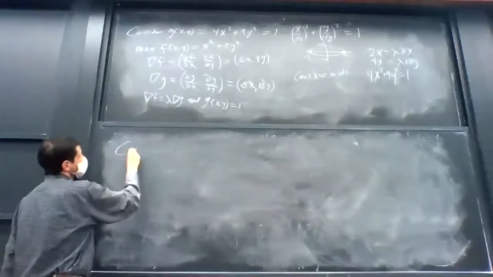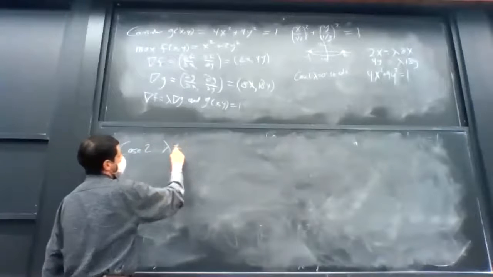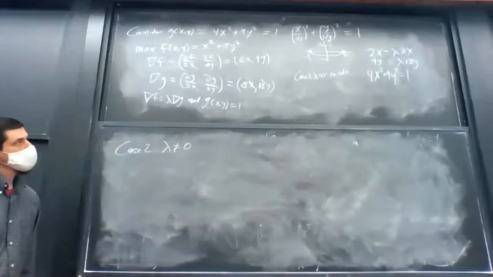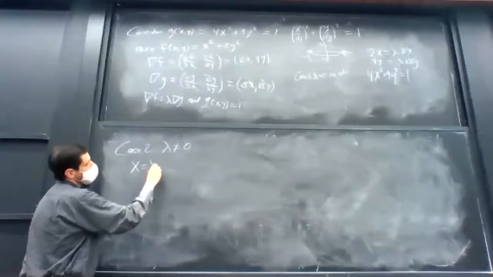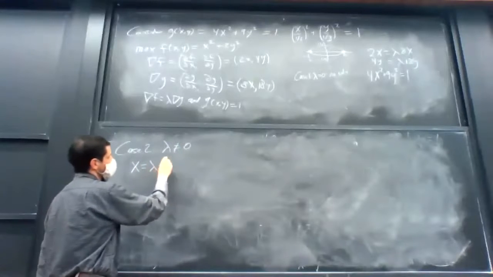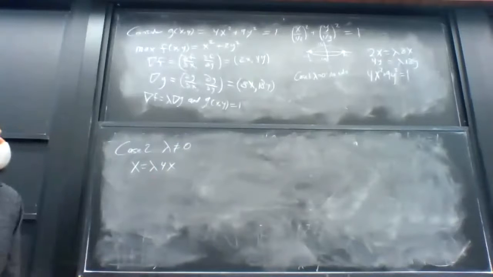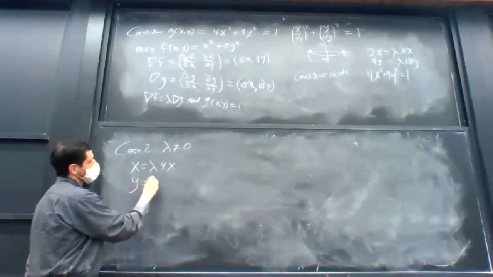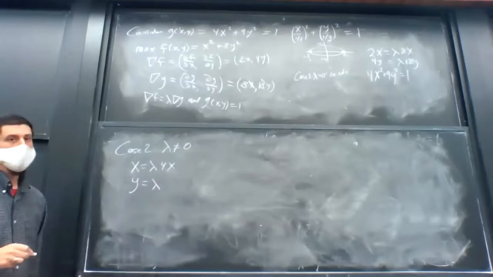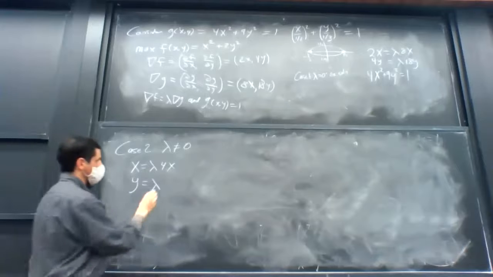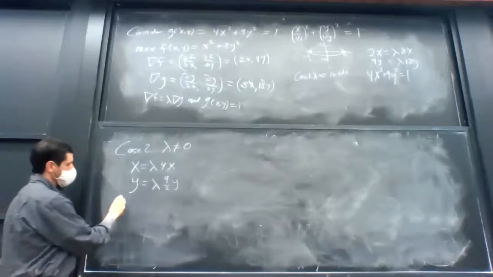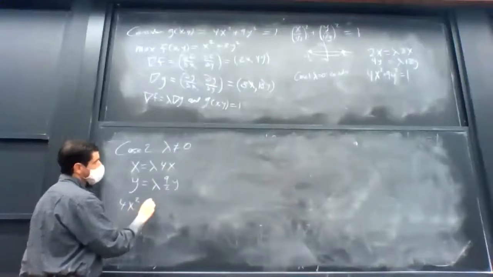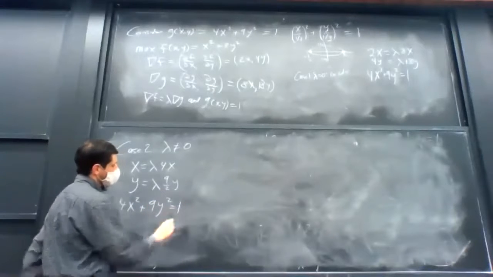So case 2, lambda does not equal 0. So the 2x equals lambda 8x, that's the same as x equals lambda times 4x. And the 4y equals lambda 18y is the same as y equals lambda times 9y (18/4 is 9/2). And now I have 4x squared plus 9y squared equals 1.